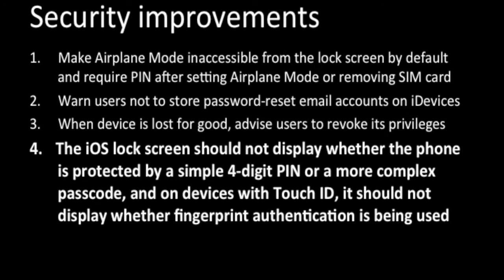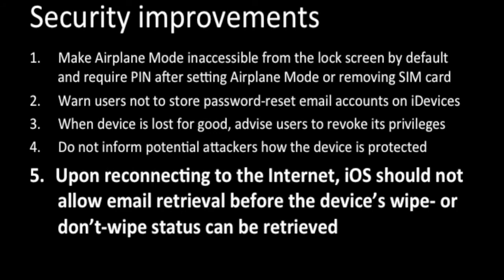Fourth, the iOS lock screen should not display whether the phone is protected by a simple 4-digit PIN or a more complex passcode, and on devices with Touch ID, it should not display whether fingerprint authentication is being used. Fifth, and most importantly, upon reconnecting to the internet, iOS should not allow email retrieval before the device's wipe or don't wipe status can be retrieved from Find My iPhone.